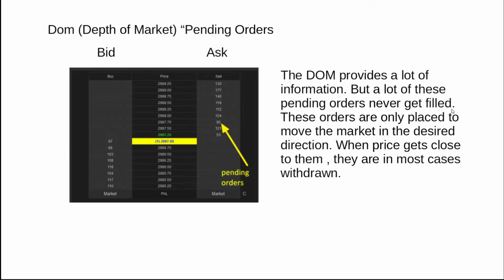But a lot of these pending orders never get filled. These orders are only placed to move the market in the desired direction. When price gets close to them, they are in most cases withdrawn. And this is being done by computers. If you watch the DOM, these things can move so quickly that, as a retail trader, trying to quickly remove an order before it gets filled would be very difficult to do, because it takes just a fraction of a second for price to get there.